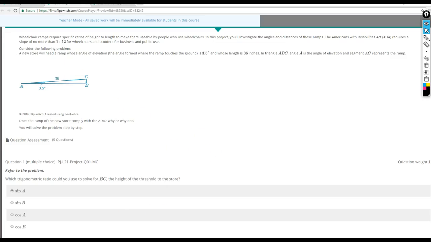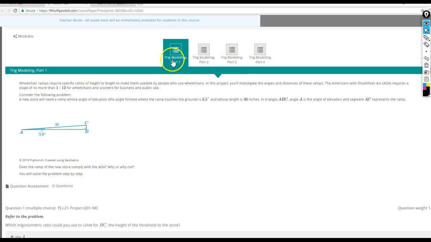Alright, so we're at part 1 for our Unit 5 project. A wheelchair ramp requires specific ratios of height to length to make them usable by people who use wheelchairs. In this project, you'll investigate the angles and distances of these ramps. The Americans with Disabilities Act, ADA, requires a slope of no more than 1 to 12 for wheelchairs and scooters for business and public use.